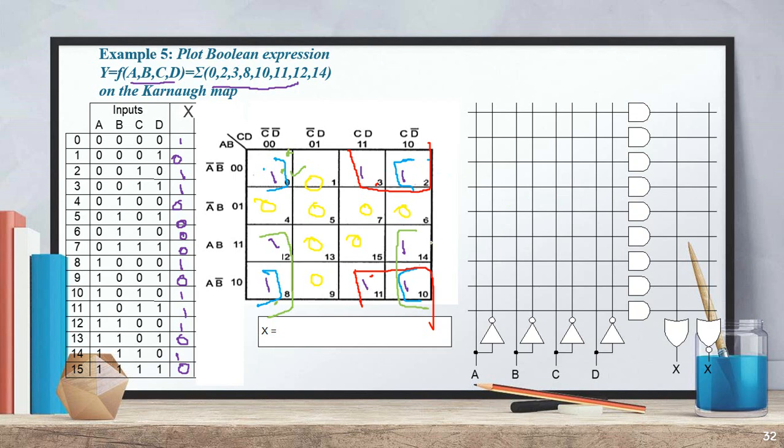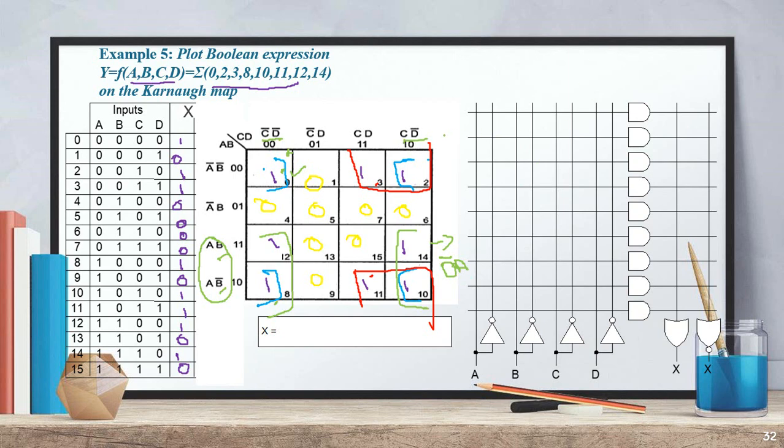This group is merged with 14 and 10, 12 and 8. From this we can say that it is C D bar and C bar D bar. Here D bar is common, C is not common, so we get D bar. In this portion we have AB and AB bar, so B bar is different and cancels out, and we get A. From this final equation we can say it is AD bar.